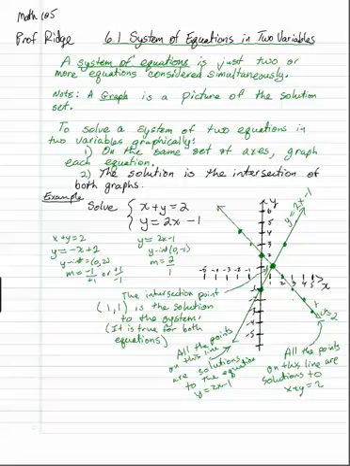Now you can write it in set notation, or you can just write (1, 1) like that and box it, either way. So again, the solution set for the system is just the single point where they intersect, which is the point (1, 1).